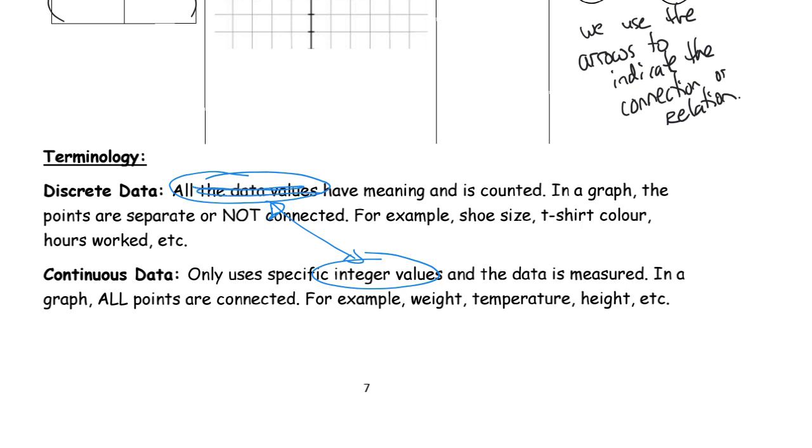Basically, with discrete values, we're using integer values, and the data is counted. Okay, the values are counted. And on a graph, like it says right here, the points would not be connected. If the data is discrete, we don't connect them. So what we're saying is stuff like shoe size, t-shirt color, the number of people in a classroom, objects that you can't cut into fractional pieces. Okay, that's the sort of thing that we mean by discrete.